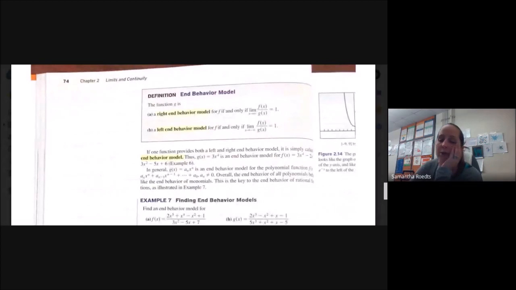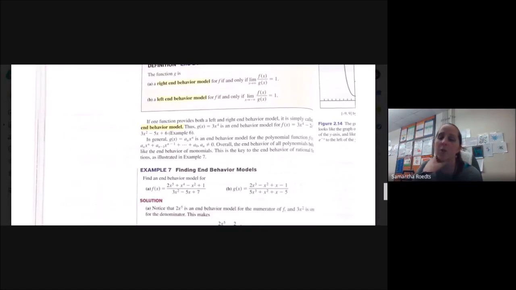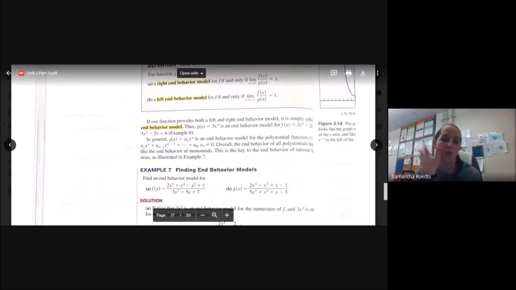So, end behavior model. The function g is a right end behavior model for f if and only if the limit of f of x over g of x as x approaches positive infinity equals 1, and a left end behavior model for f if and only if the limit of f of x over g of x as x approaches negative infinity equals 1. If one function provides both a left and right end behavior model, it's simply called the end behavior model. So if it shows both, we're not going to classify it as right or left.